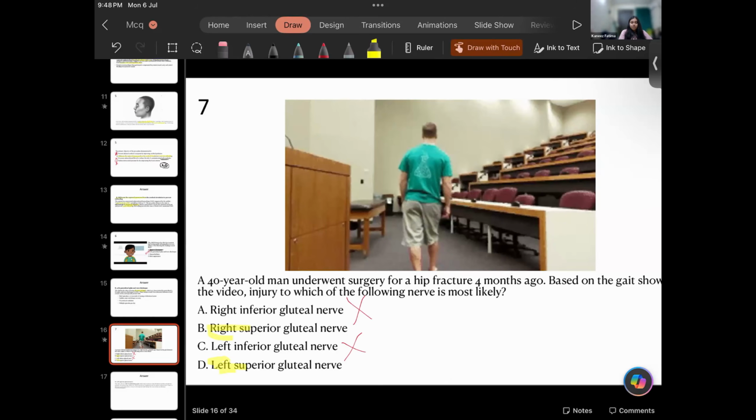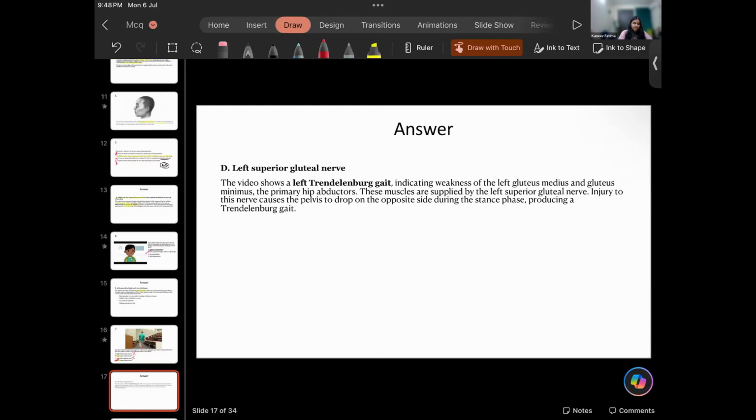Because the pelvis is drooping on the right side, the left side superior gluteal nerve must have been damaged. So the answer would be left superior gluteal nerve. Let's see the correct answer. The left superior gluteal nerve.